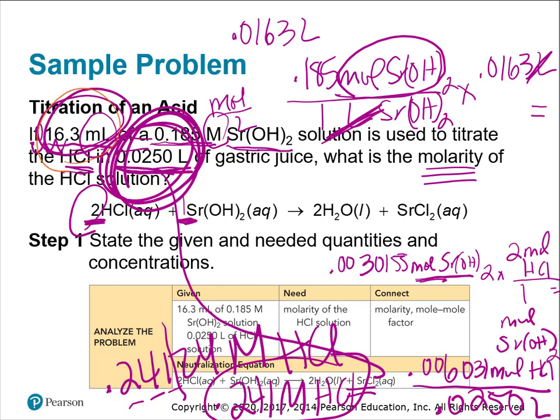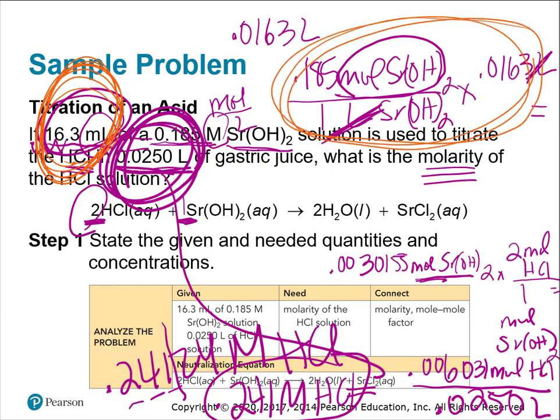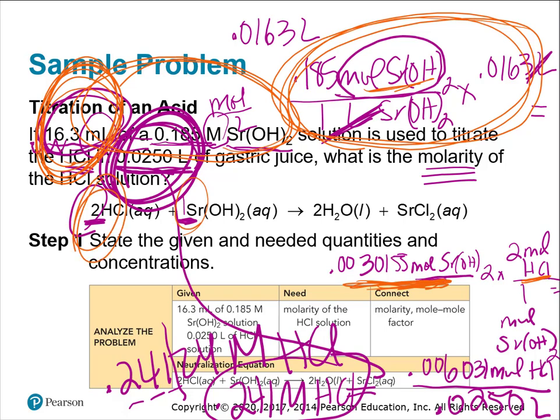Let's review what we did. We started with changing our volume into liters. We then multiplied our volume times our concentration of the strontium hydroxide, since we knew both of those values. That left me with how many moles of strontium hydroxide. Then I went from moles of strontium hydroxide to moles of HCl by looking at those ratios. Once I knew my moles of HCl, I just divided it by the volume of HCl that we had in the flask. That gave me my concentration of HCl.